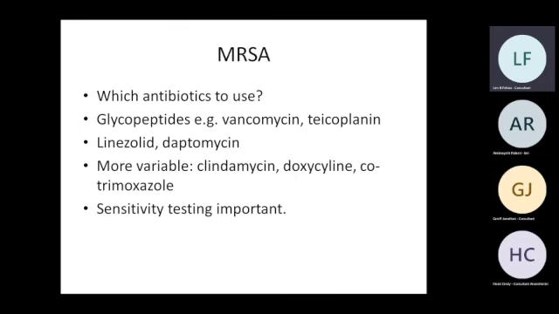And so what antibiotic to use? Generally, we'll use a glycopeptide like vancomycin or teicoplanin, but linezolid and daptomycin do have activity as well. Some antibiotics are known to be used for MRSA infections, like clindamycin, doxycycline, and cotrimoxazole. I would only use them if you've got sensitivity testing, because that sensitivity can be variable in patients.